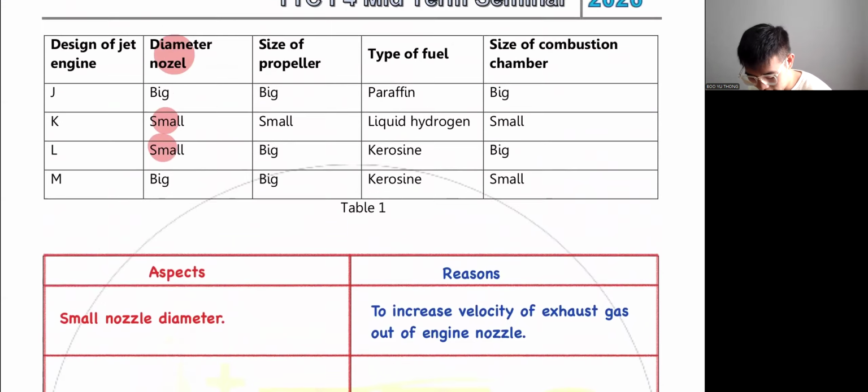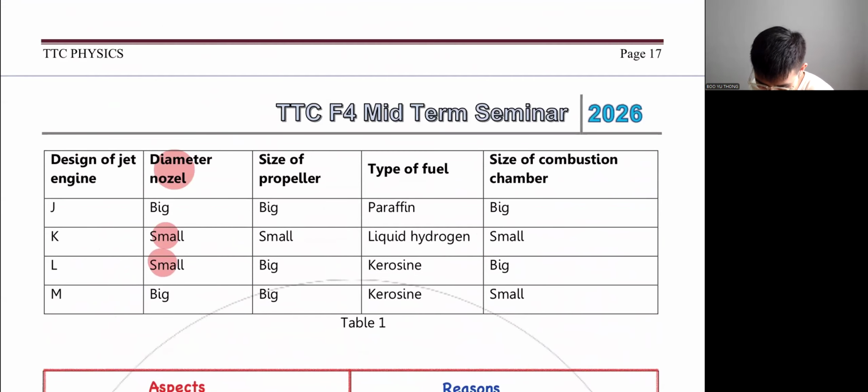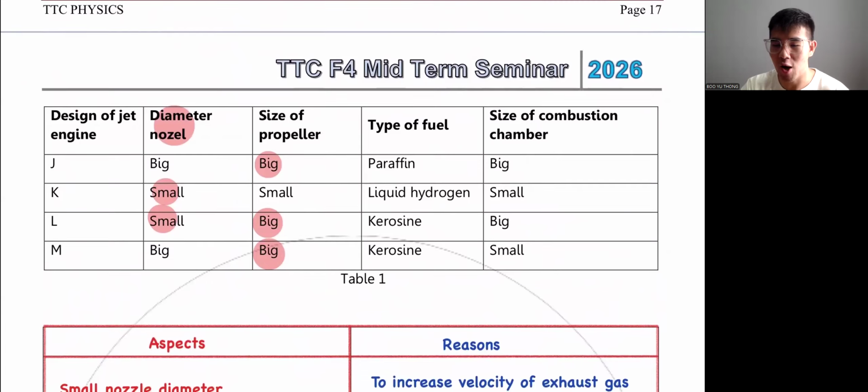Now, yes, the size of the propeller has to be big. It's not because there are three big options and one small option. So please don't pick based on this, because sometimes the question will do some reverse psychology. They will give you three options versus one option, but the correct answer is the one option. They will do that.